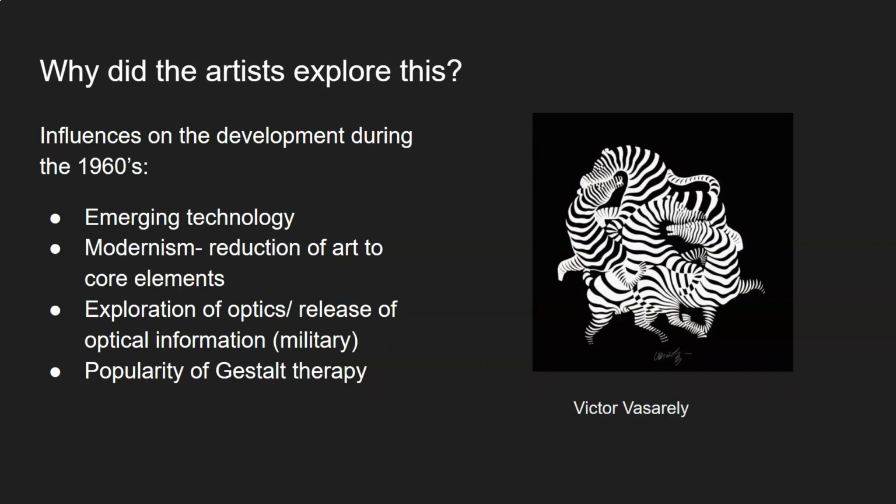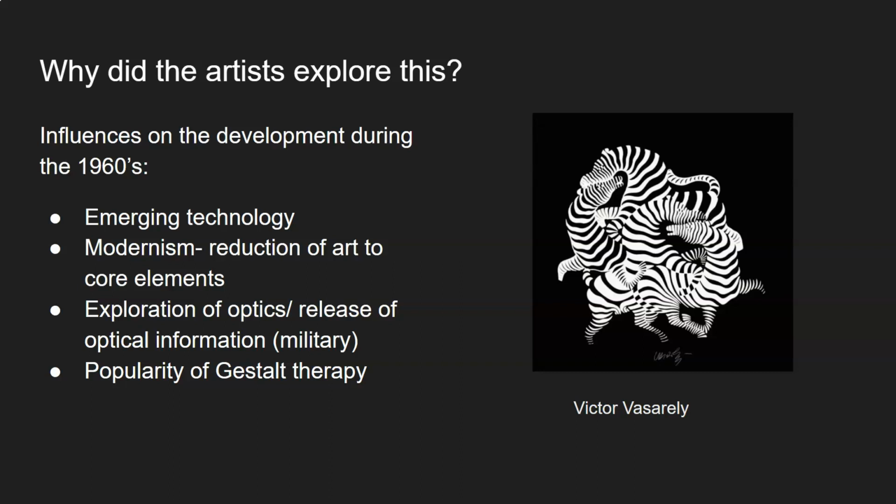So artists explored this because of the influences in the 1960s. There was a lot of emerging technology. The computers had just started being used. They were the size of the biggest buildings, but they were starting. Then there was modernism, which was the art movement and philosophical movement of reducing everything to its base elements. So everybody was trying to focus on one element when they made their art. The people we're looking at chose line, others chose shape or color.